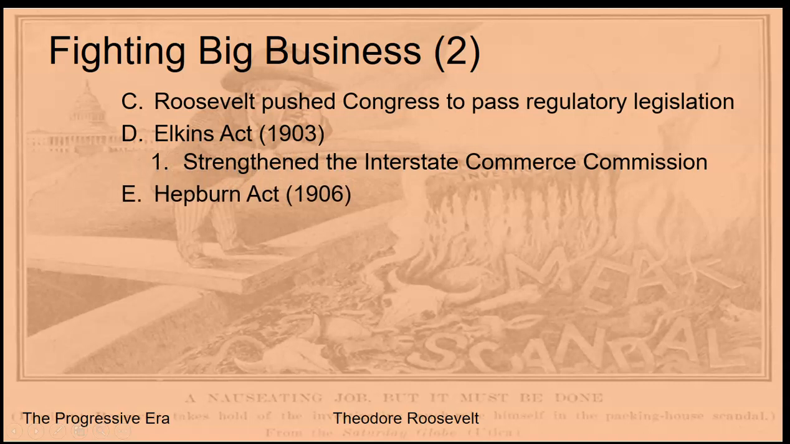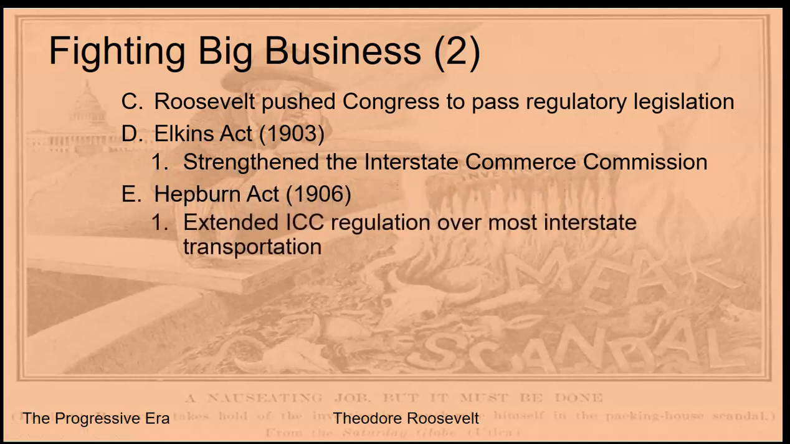In 1906, Congress will pass this thing called the Hepburn Act, which extended Interstate Commerce Commission regulation over pretty much all interstate transportation. Not everything. There's going to be new inventions over time that Congress will have to deal with and add to. But for 1906, most interstate transportation fell then under the ICC.